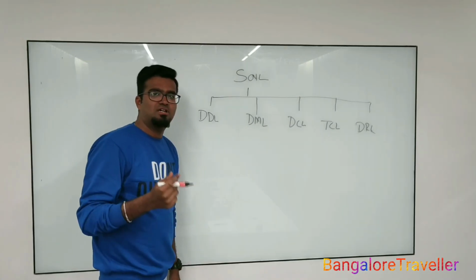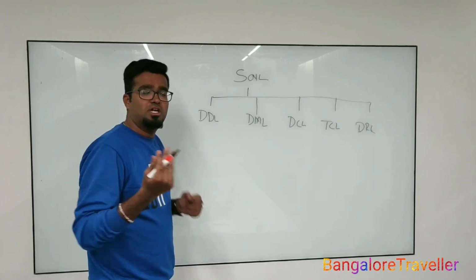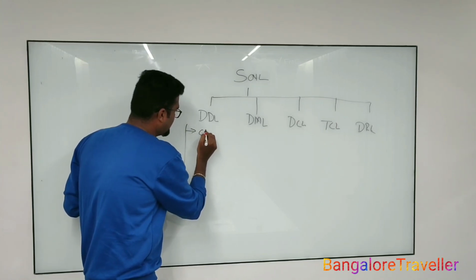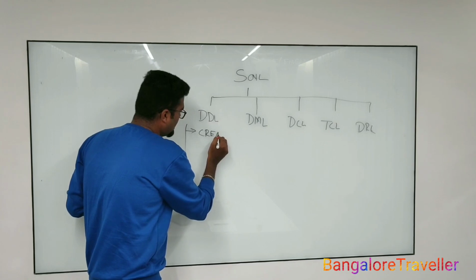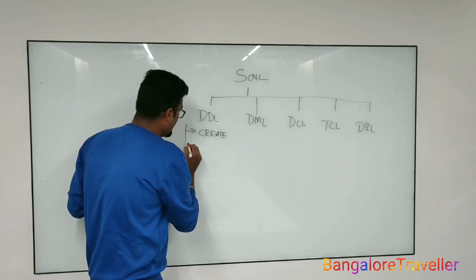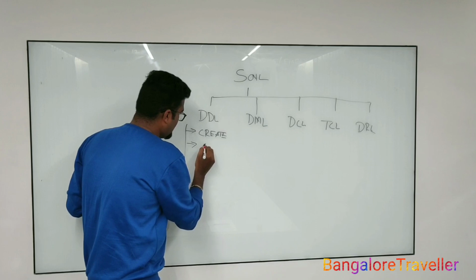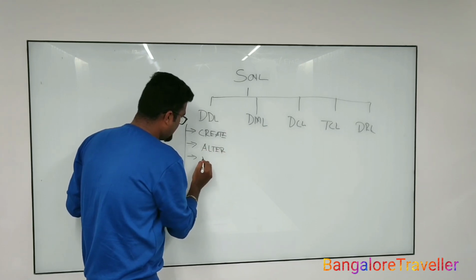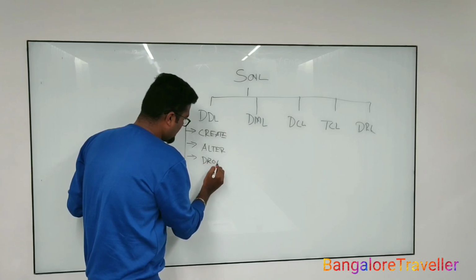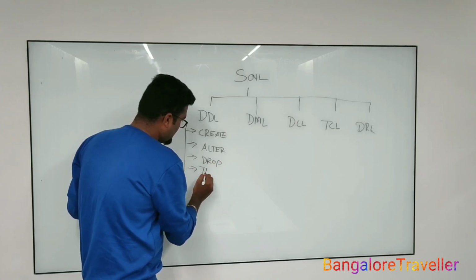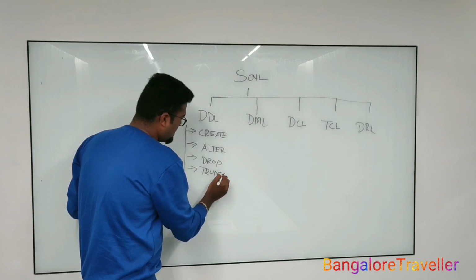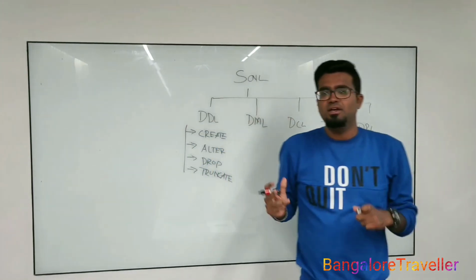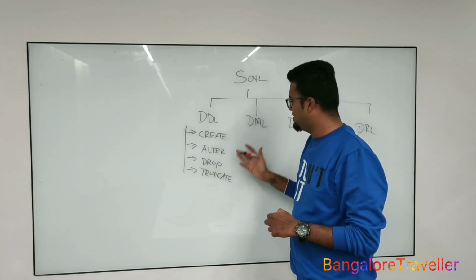Okay, data definition language. Let's see what the different types of statements are under DDL. The first one is create, the second one is alter, the third one is drop, and the fourth one is truncate. So under DDL we have create, alter, drop and truncate.